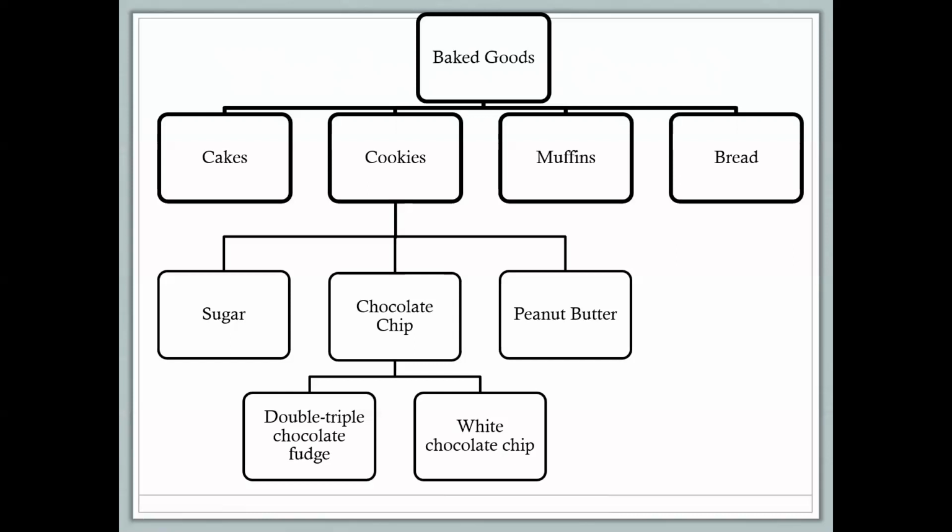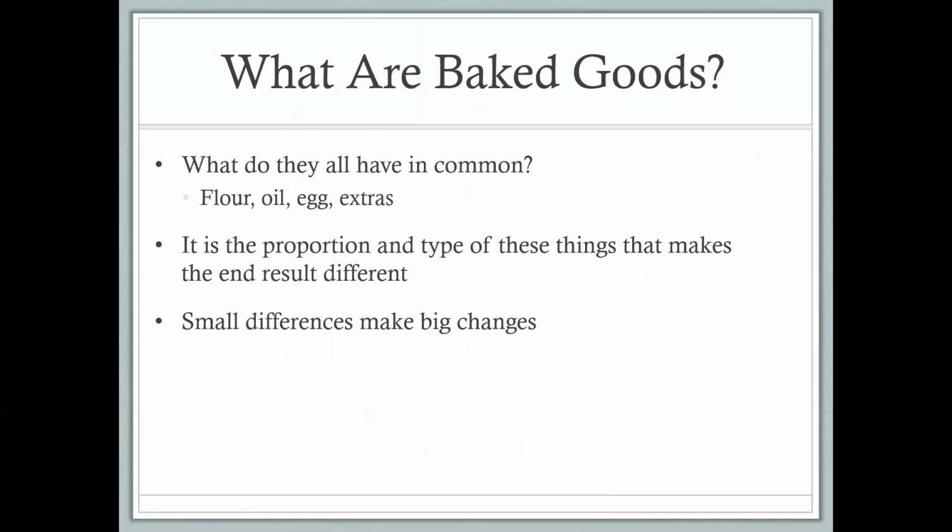So you could say baked goods, they're all baked, right? They have flour, they have maybe some sort of binding agent, they have egg, they have milk, they have oil, they maybe have sugar. So there's a lot of things that all of these have in common. So I'll just kind of simplify this. So if we go back here, what are baked goods? Let's just simplify it. What do they all have in common?